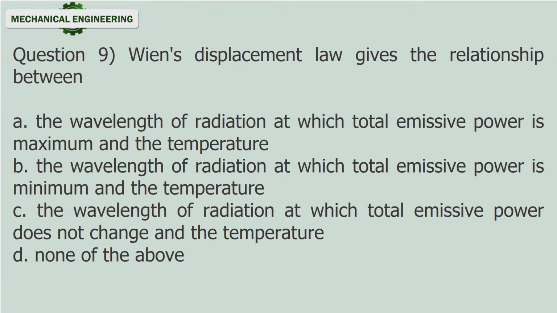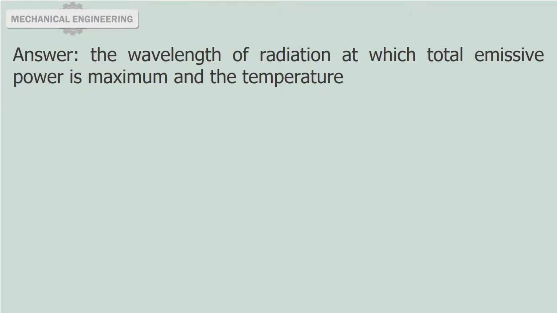Question 9. Wien's displacement law gives the relationship between A. The wavelength of radiation at which total emissive power is maximum and the temperature. B. The wavelength of radiation at which total emissive power is minimum and the temperature. C. The wavelength of radiation at which total emissive power does not change and the temperature. D. None of the above. Answer: the wavelength of radiation at which total emissive power is maximum and the temperature.